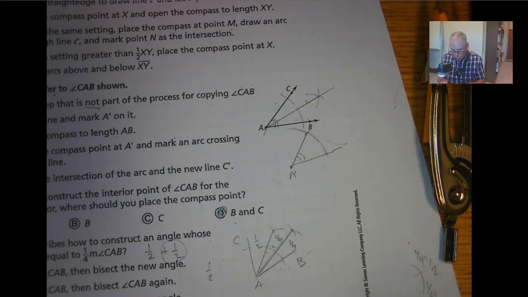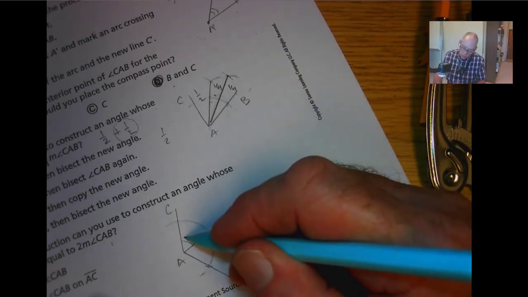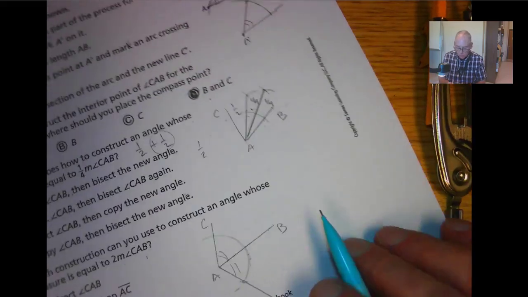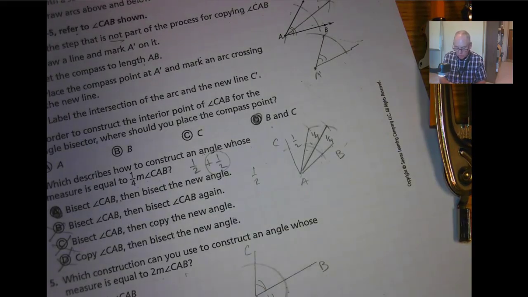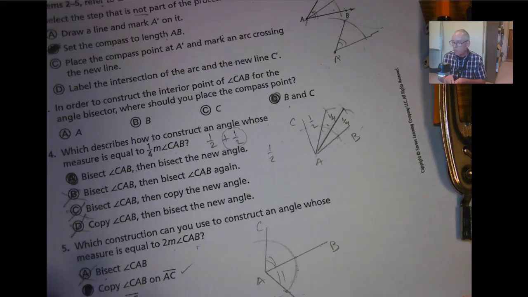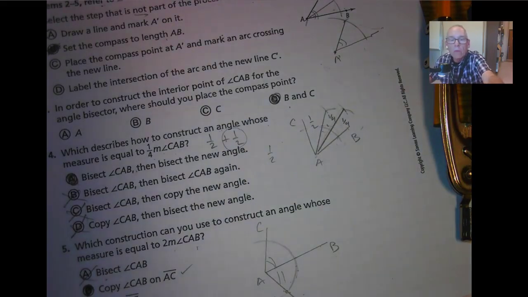And then I'm going to draw the line. So actually what I'm doing is I'm copying that angle down below. So rather than doing a separate side, I'm using that side and adding the angle onto it. And that's it for this one.